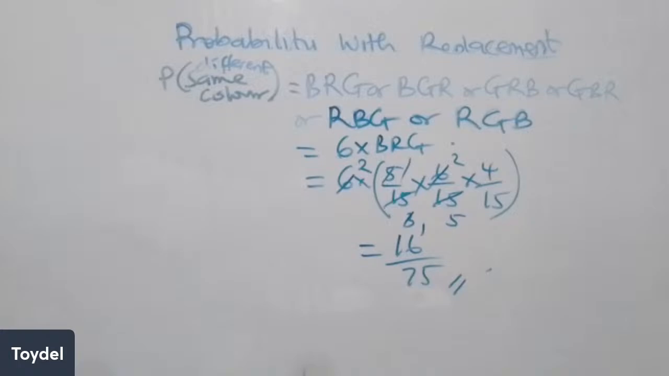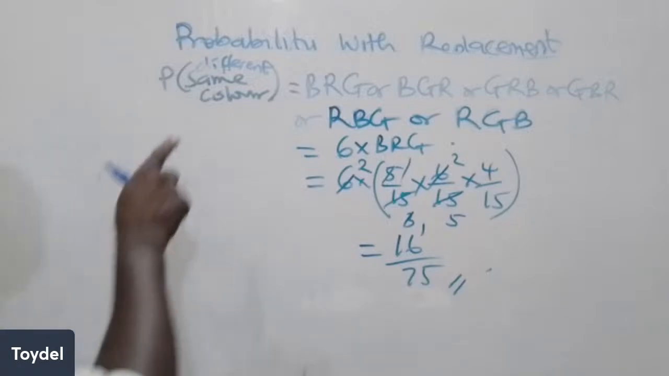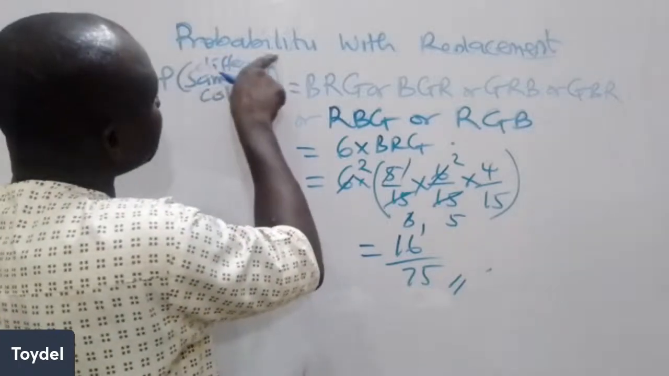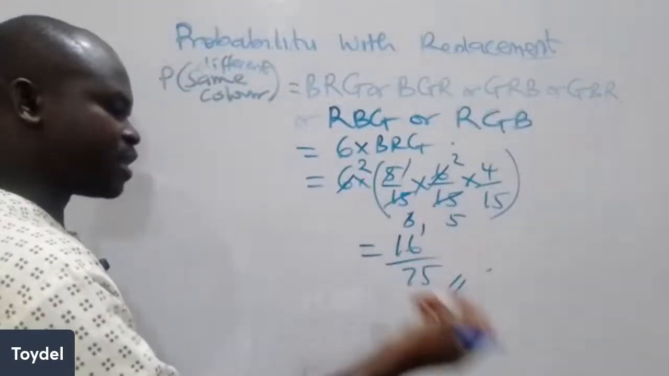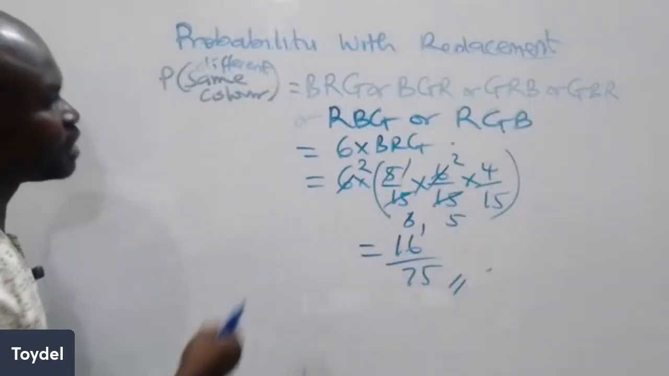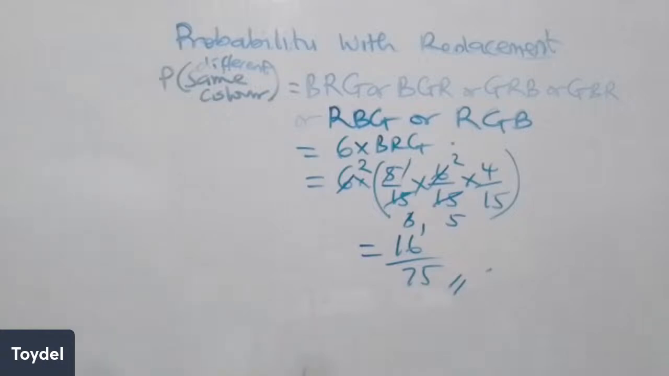So I would love to stop here because of our time. In this case, we dealt with probability with replacement. That is when you pick, you replace before you take the next one. So that is that about probability with replacement. In our next video, we'll come up with probability without replacement using the same question, so that we will know the effect or the implication of with replacement and without replacement.